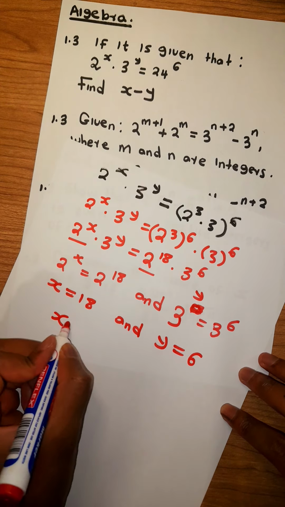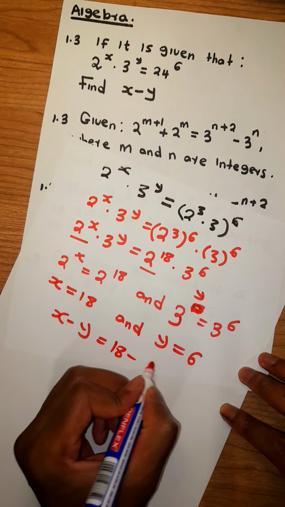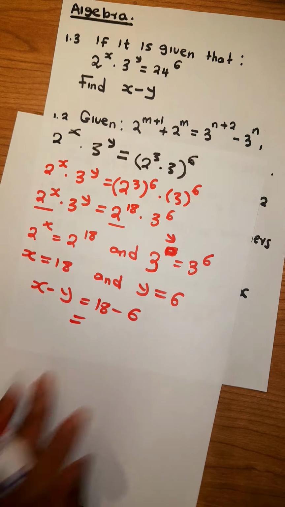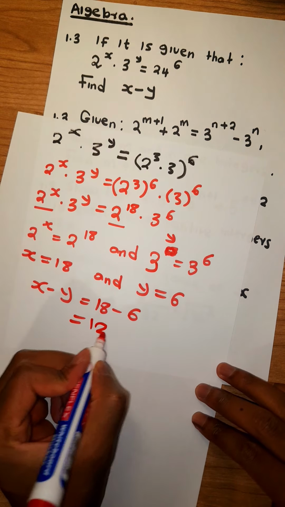So what is x minus y? Well, x is 18 and y is 6, so we're going to have 18 minus 6. That is going to be 12.